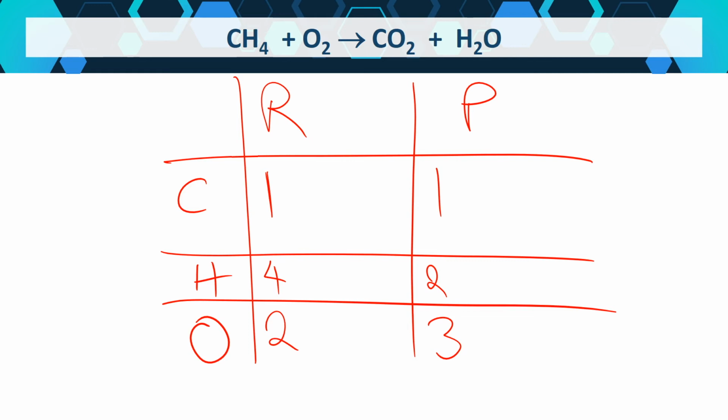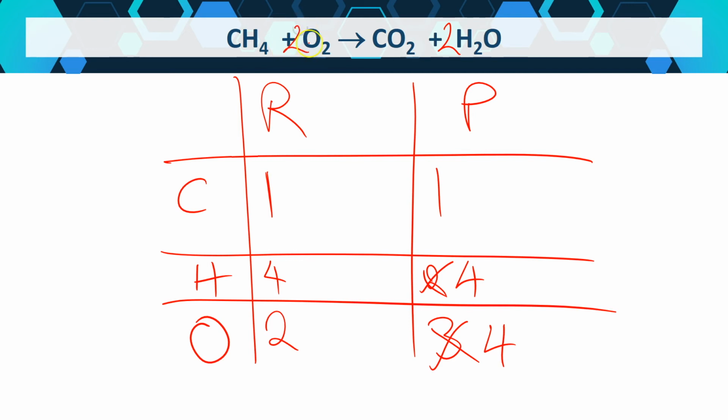So hydrogen, we're going to go and put a 2 at the front. Now 2 times 2 is going to give us 4, so hydrogen is all fixed up. And we've got 2 oxygen in the carbon dioxide, and now we have 2 with the water, so 2 plus 2 is also 4. Now we can turn our attention to the oxygen on the reactant side, and we want to know what times 2 is going to give us 4.